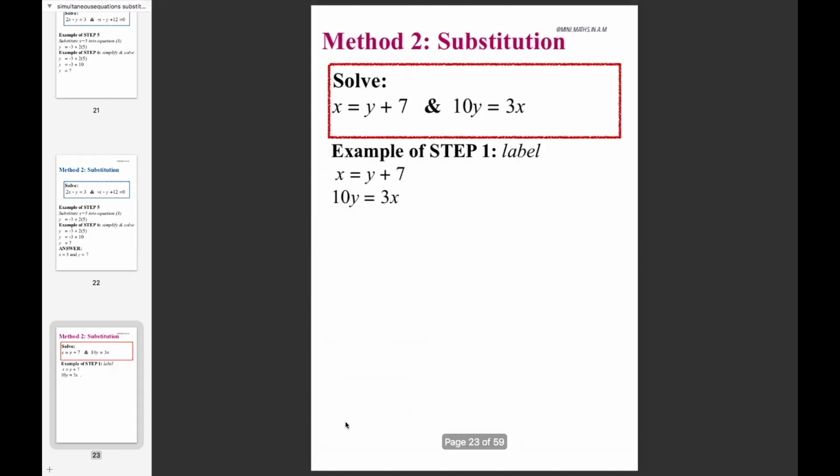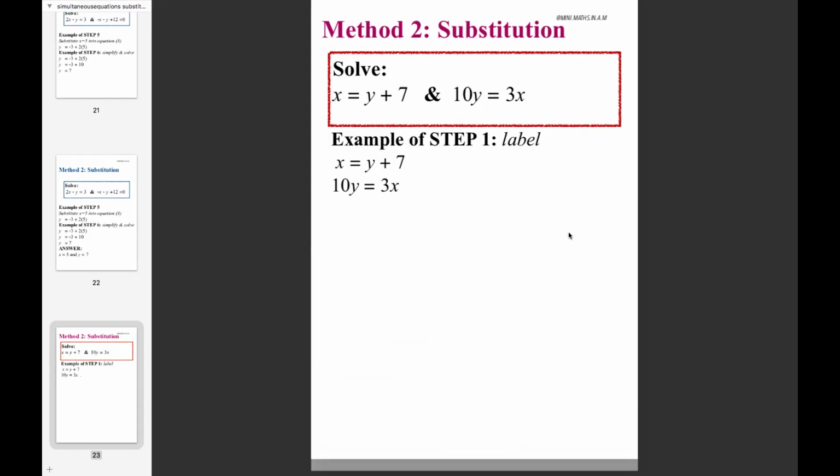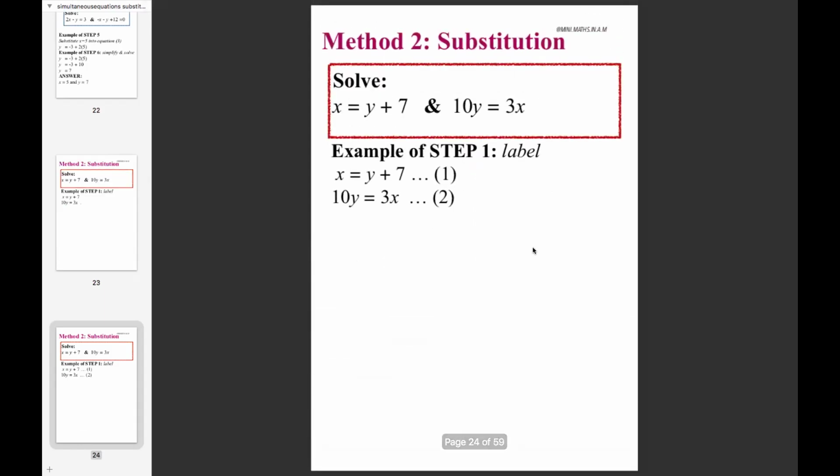Okay, here's another example of the simultaneous equation solved using substitution. So we have x equals y plus 3 and 10y equals 3x. So our first step is to label these equations. So we just label them equation 1 and equation 2.